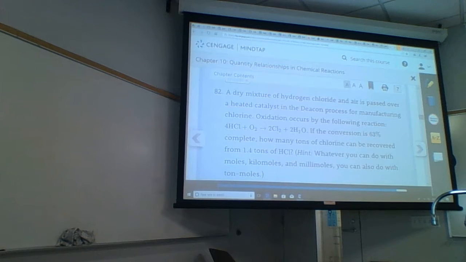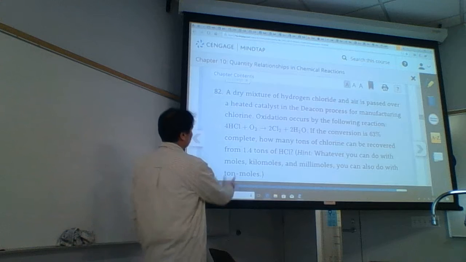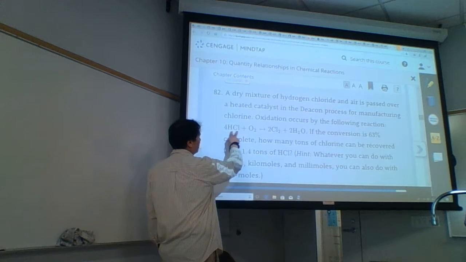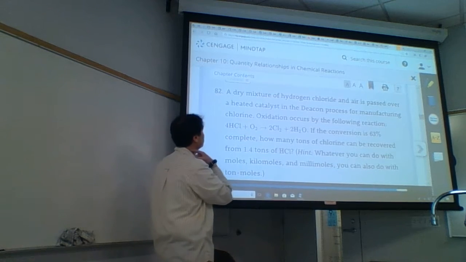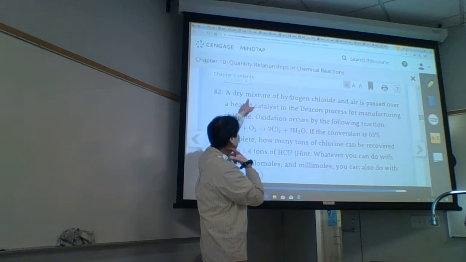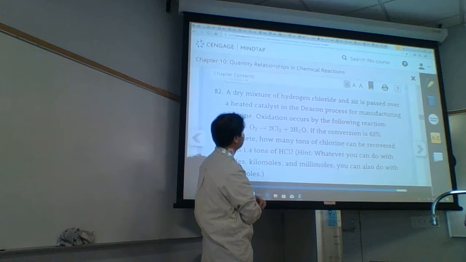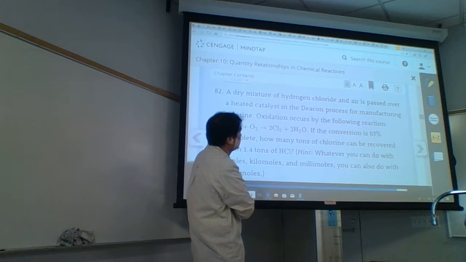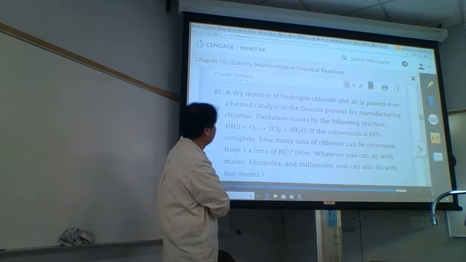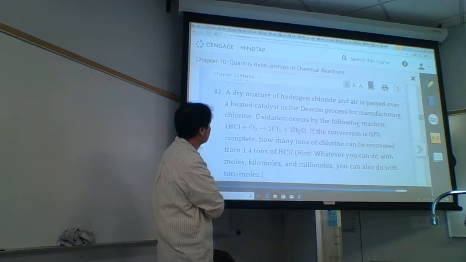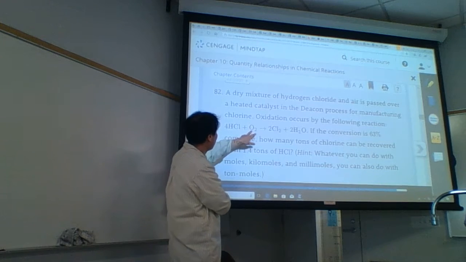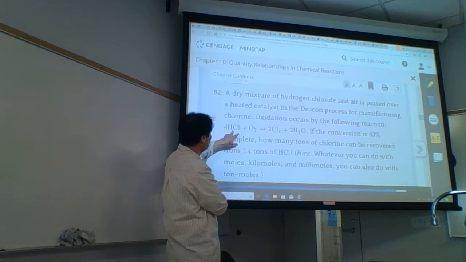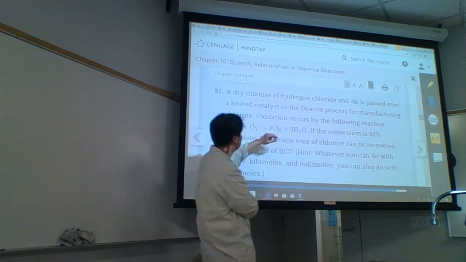82, a dry mixture of hydrogen chloride. If this were HCl aqueous, we'd call it hydrochloric acid. If it's just HCl gas, we'd call it hydrogen chloride. Since it's dry, with no water around, they just call it hydrogen chloride. It's a gas, and air is passed through a heated catalyst in the Deacon process for manufacturing chlorine. What's going to happen is the oxygen is going to oxidize the chloride in hydrogen chloride to form chlorine.